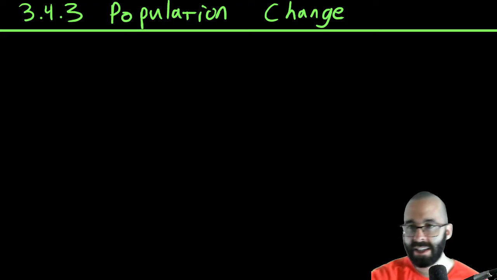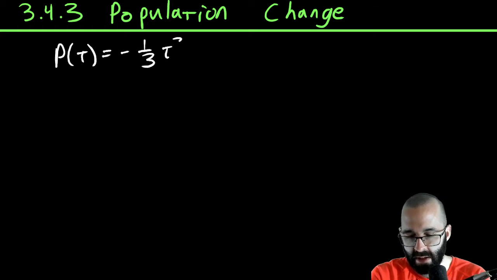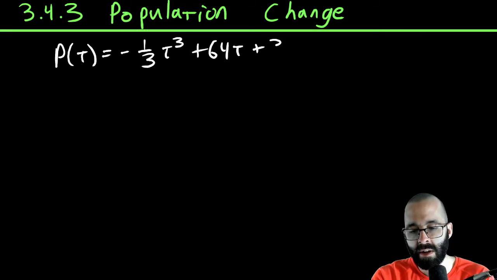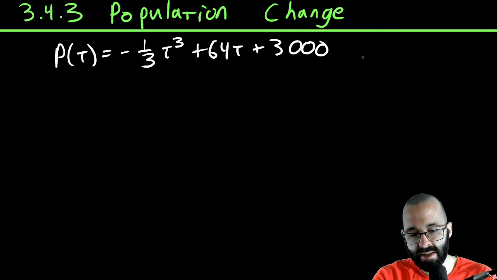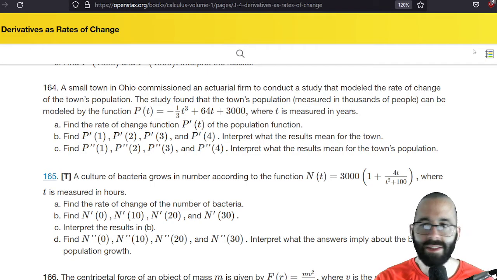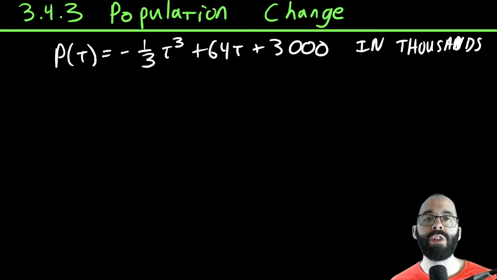Let's copy that down. P of t equals negative 1/3 t cubed plus 64t plus 3000. And I can't stress this enough, this is in thousands. So at the initial t equals 0, wait, am I getting ahead of myself? I'm not. The initial population, when t equals 0, is not 3,000 people. Initially, there are 3 million people.